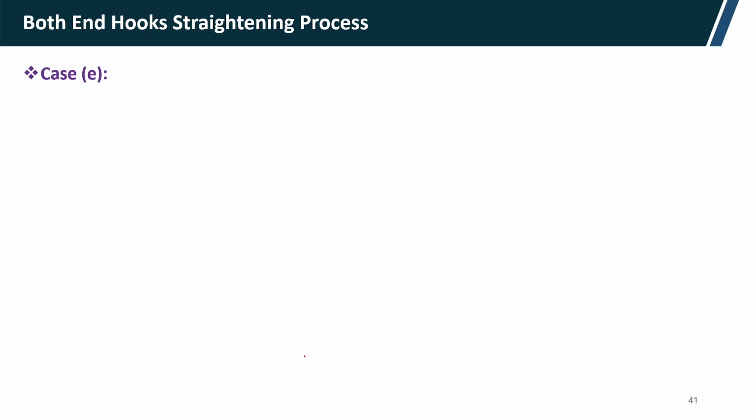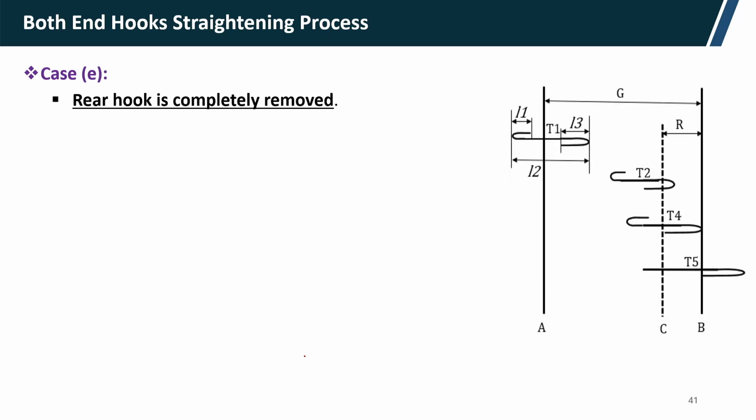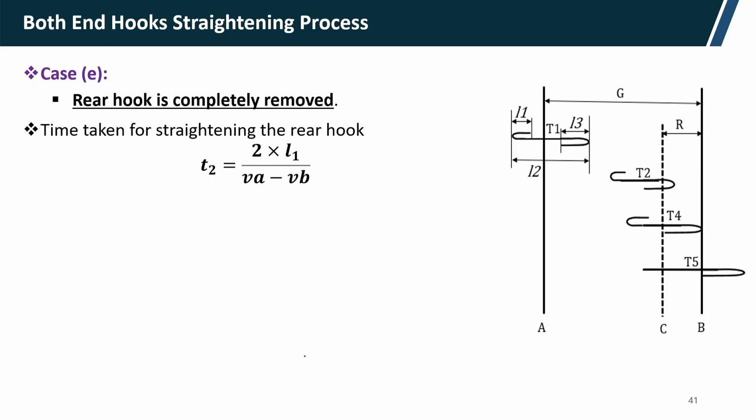Now, case E is that the rear hook is completely removed, but the fore hook is not removed. Now, here the same situation is there. So, time taken for the straightening of the rear hook, we can see here, this is the relationship where L1 is the length of the rear hook. So, 2 L1 divided by V A minus V B.